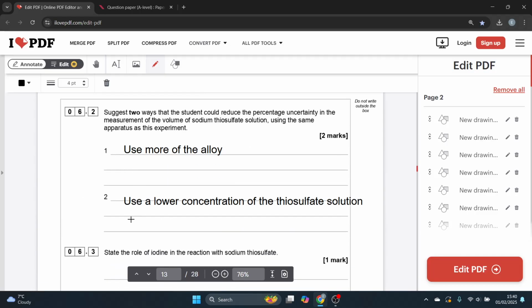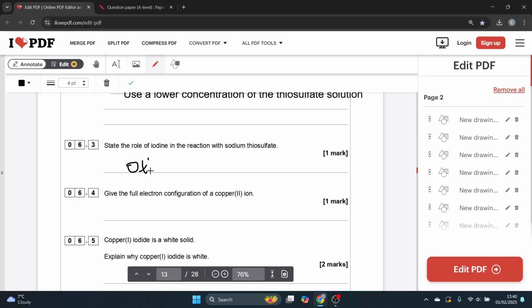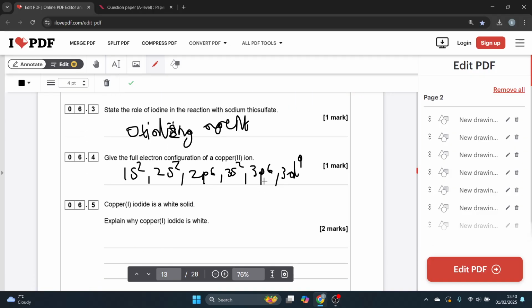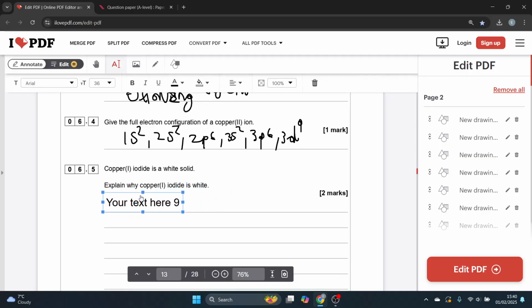It's going to be the oxidizing agent. Give the full electron configuration of the copper 2+ ion. 1s2, 2s2, 2p6, 3s2, 3p6, 3d9.